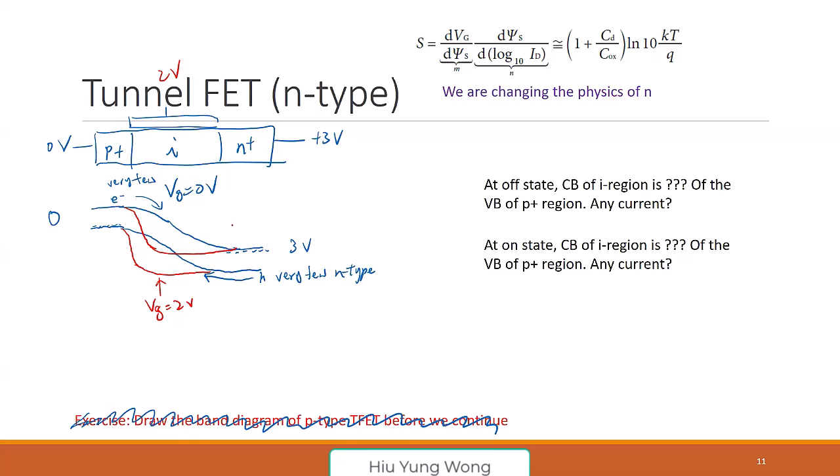But just now you also said that I can have band-to-band tunneling of electron. Okay, then it is different. I don't have a lot of electron here, but now after tunneling, I have plenty of electron. They just go to the drain, right? Electron go to the high potential. Then the current shoots up.